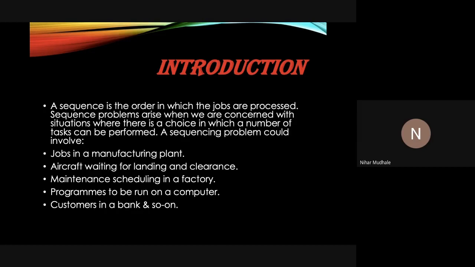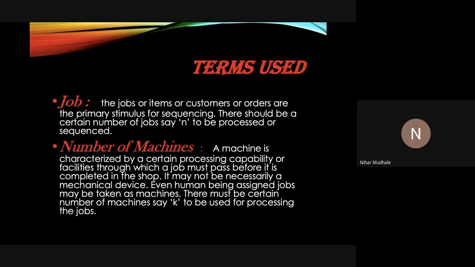A sequencing problem could involve a job in a manufacturing plant, aircraft waiting for landing and clearance, maintenance scheduling in a factory, programs to be run on a computer, customers in a bank, and so on. Terms used: job. What is a job? A job is the job or items or customers or orders that are the primary stimulus for sequencing. There should be a certain number of jobs, say n, to be processed or sequenced.